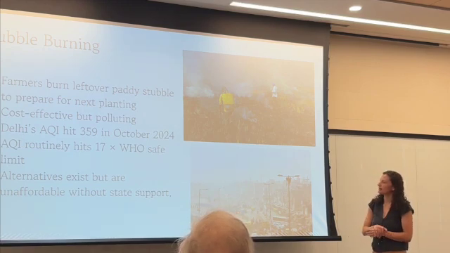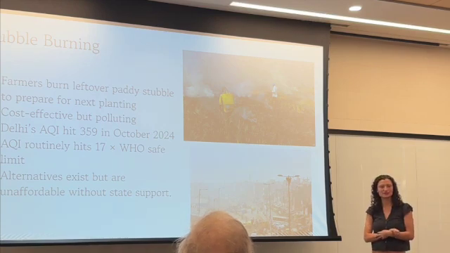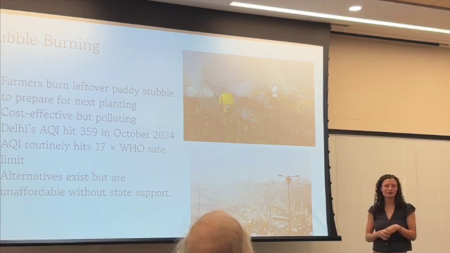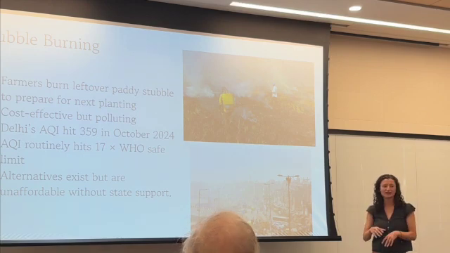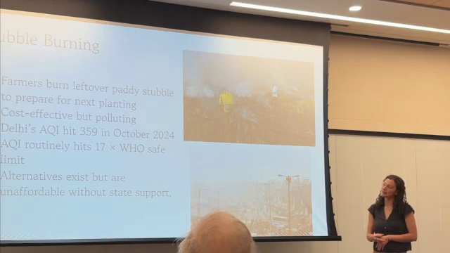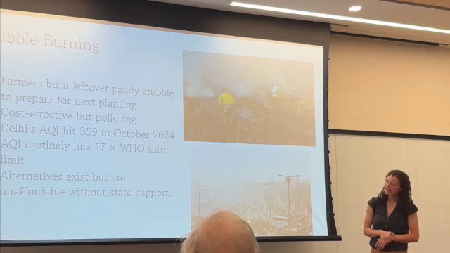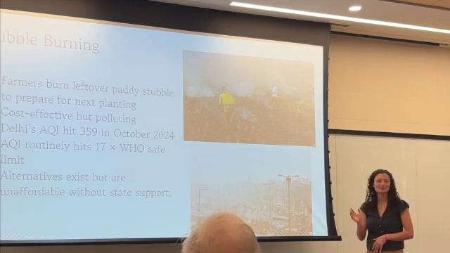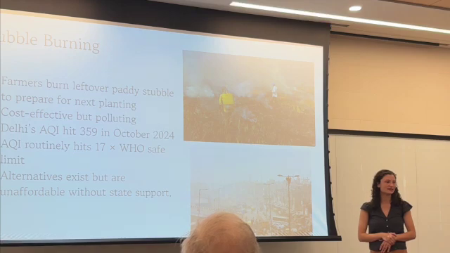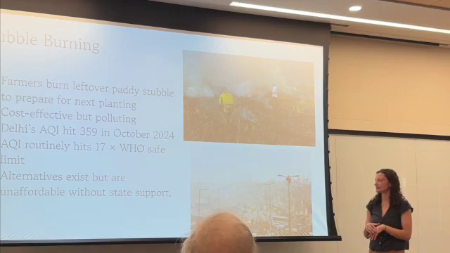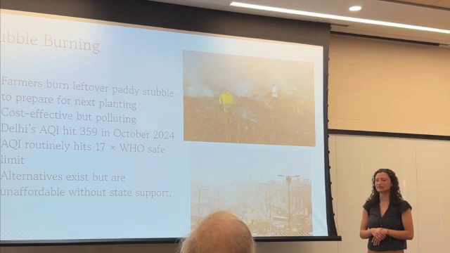So this is actually a significant contributor to the air pollution that Delhi experiences in the fall. Aside from holidays and the cooler temperatures that trap smoke down lower, it's also this stubble burning that is contributing to really, really bad air quality. This past fall, Delhi's air quality index hit 359, but it's routinely hitting 7 times WHO safe limits, which is really, really scary. This is just yet another reason why Delhi is routinely rated as one of the worst air polluted cities in the world.